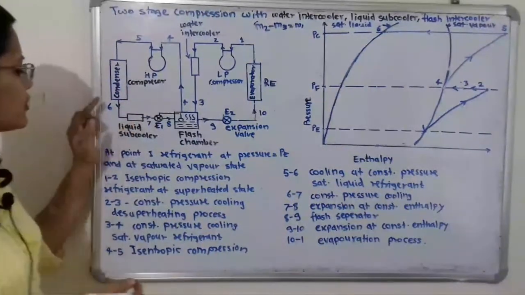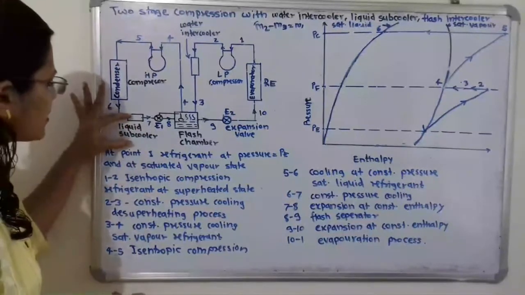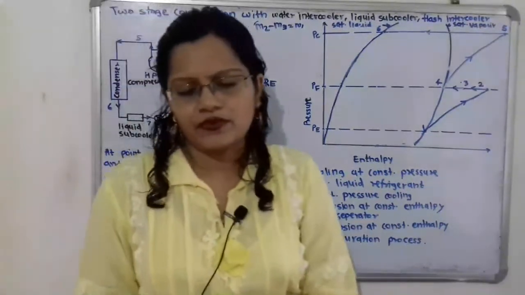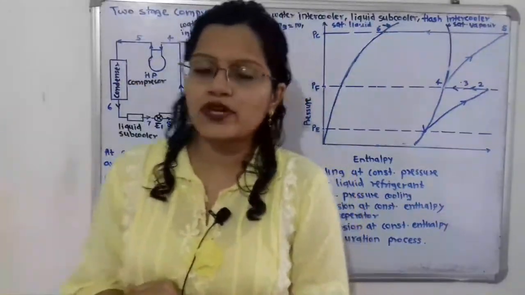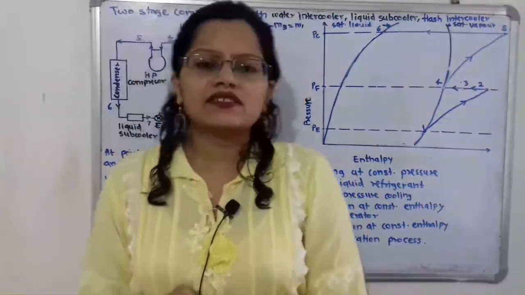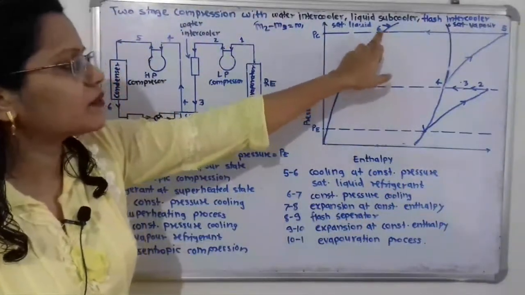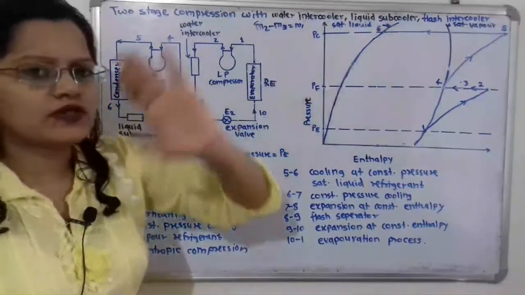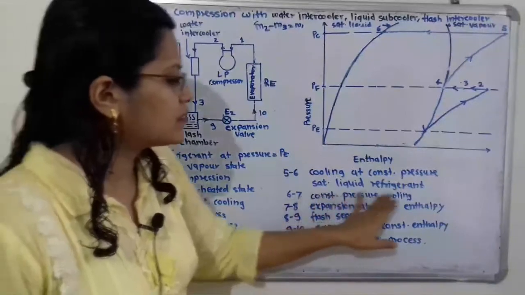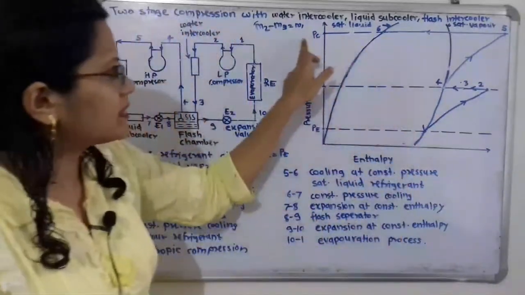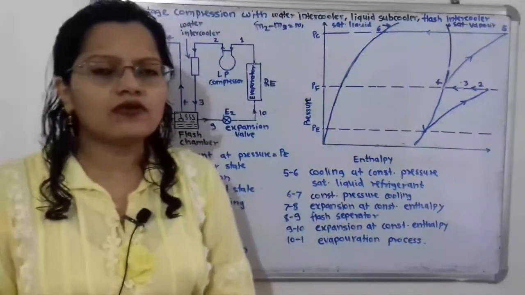Now again if we move to the next, what is the process 6 to 7? That is, again there is the liquid subcooler. So here the liquid refrigerant is used for the subcooling process, and again there is the cooling process. Now what is happening after point 6 when the cooling process is done, and that process is done at constant pressure. So here again there is the constant pressure cooling, that is pressure will remain the same, equal to condenser pressure Pc. So how to find out this?